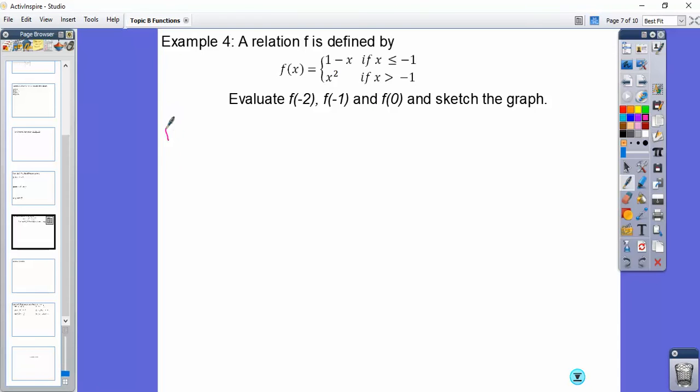So f of -2. You have to look at your domain piece to know which one to plug it into. So you have to ask yourself, okay, is -2 less than or equal to -1, or is -2 greater than -1? It is less than -1, so you plug it into the first rule, and you get 3.